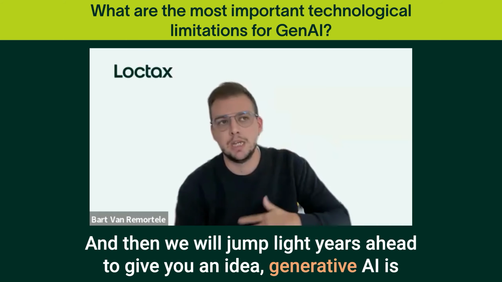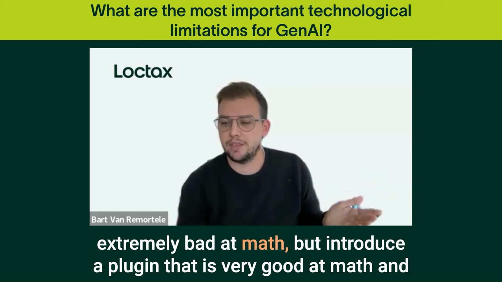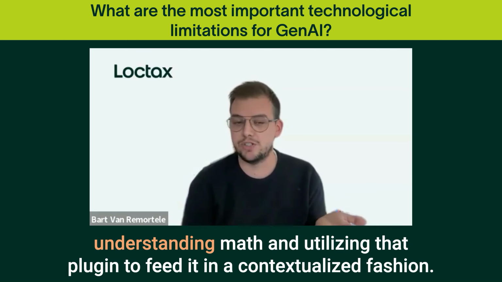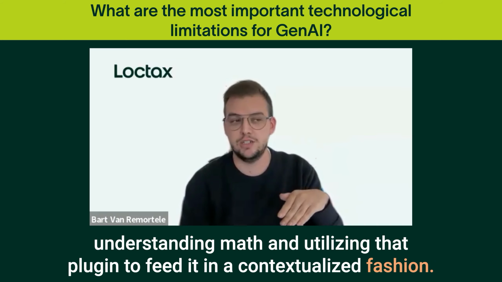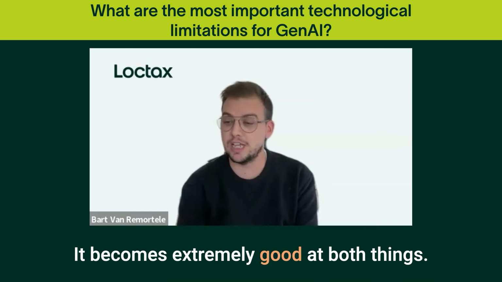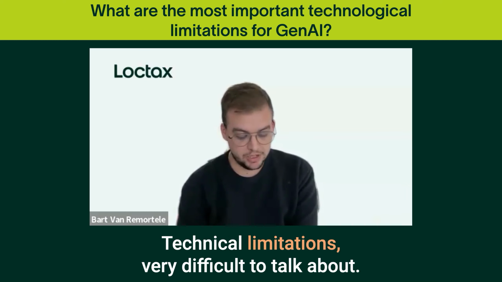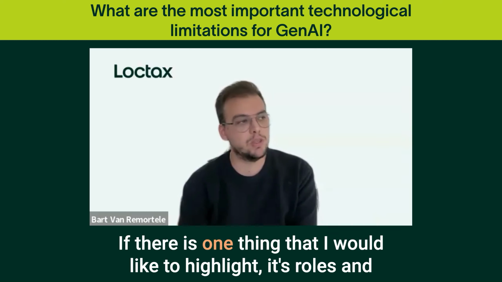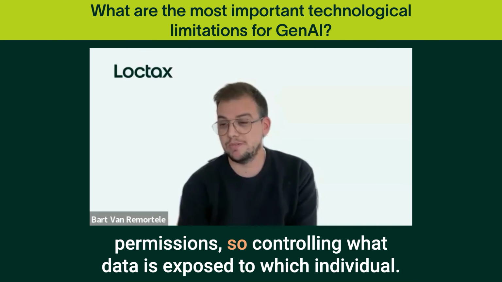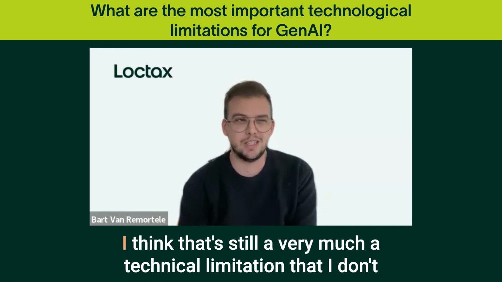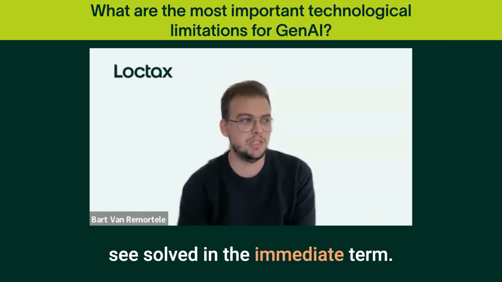To give you an idea, generative AI is extremely bad at math, but introduce a plugin that is very good at math and understanding math, and utilize that plugin to feed it in a contextualized fashion, and it becomes extremely good at both things. Technical limitations, very difficult to talk about. If there is one thing that I would like to highlight, it's roles and permissions, so controlling what data is exposed to which individual. I think that's still very much a technical limitation that I don't see solved in the immediate term.